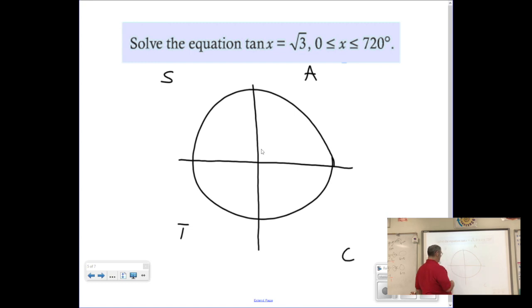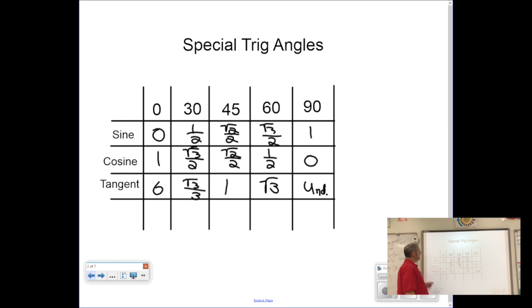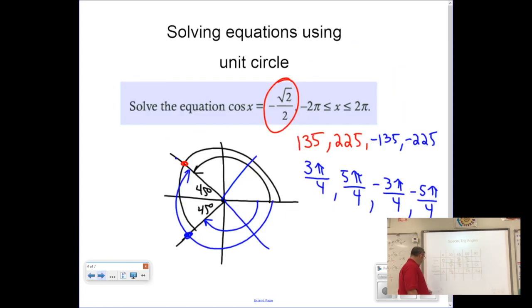So tangent of x, if we look back, here, where do I get square root of 3? That's at 60 degrees, or pi over 3.